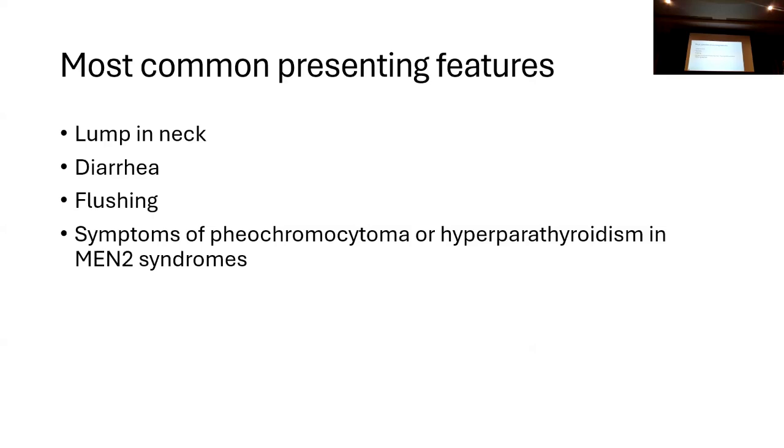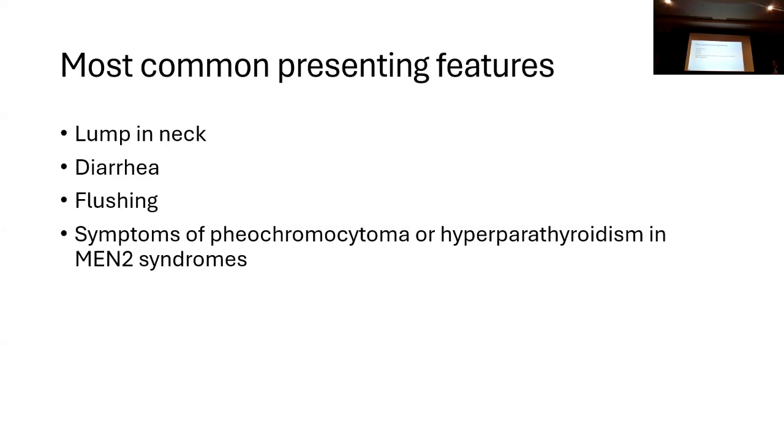So moving on to what are the most common presenting features. Most of the time, medullary thyroid cancer is identified because a patient presents with a lump in their neck. This is pretty much the most common manifestation of thyroid cancer overall. But then another unique feature in medullary thyroid cancer is that because it's also a neuroendocrine type of tumor, sometimes, particularly in patients that have metastatic disease, they may present with symptoms from overproducing these neuroendocrine substances. So patients may present actually with diarrhea or flushing.